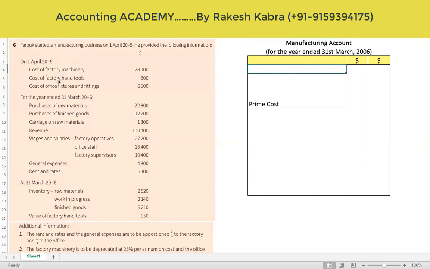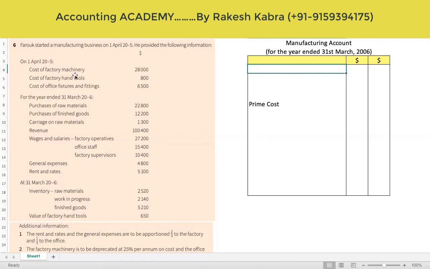So let's go through the question first. You read out the question. Farouk started a manufacturing business on 1st April 2005. He provided the following information. That's the beginning date; we have the following assets on the first date. Read out.